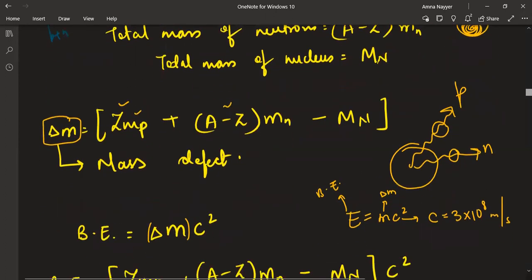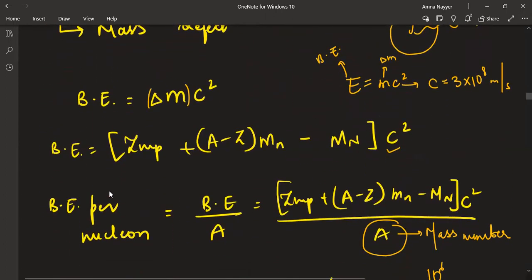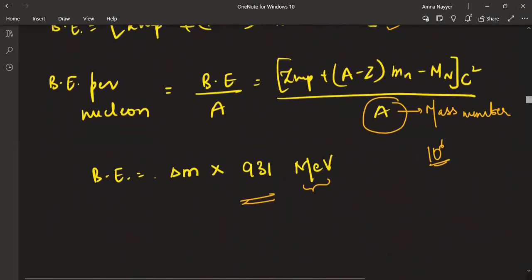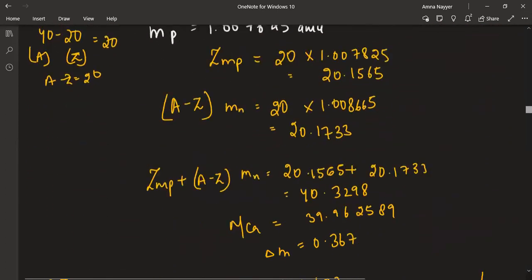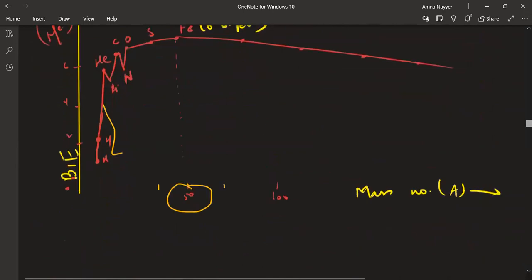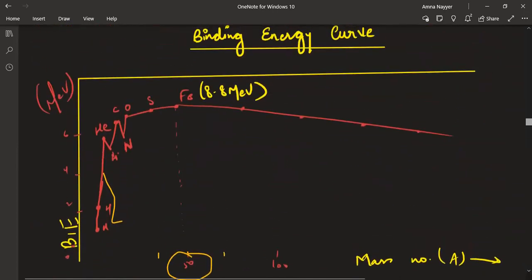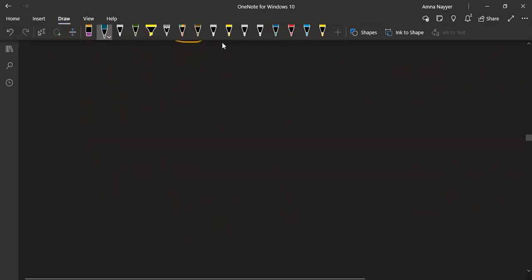And if you multiply it by c square, you get binding energy. Divide binding energy by mass number, you get binding energy per nucleon. Or the best way is to multiply mass defect by 931 to get the resultant answer. And finally, you have the binding energy curve. This is not very important, but just read the theory parts once. I think nuclear fission, nuclear fusion, all these points have been already mentioned in the notes. So I hope all of you have gone through the notes once.